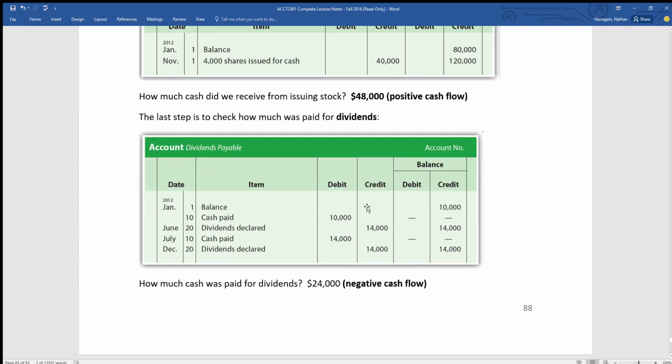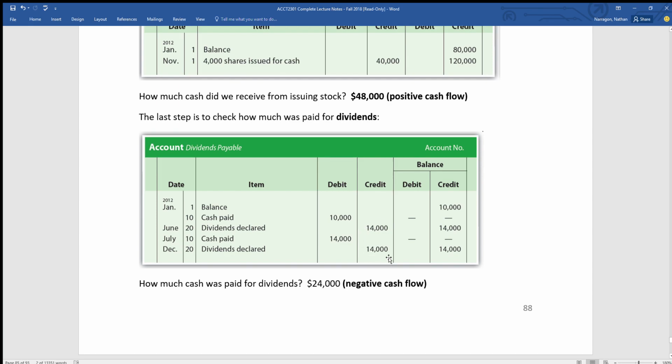Then you check dividends. Okay? So, check how much dividends were paid. Well, cash paid shows right here in the dividends payable, and it also shows cash paid again right here of 14,000. So how much cash was paid is the combination of these two.